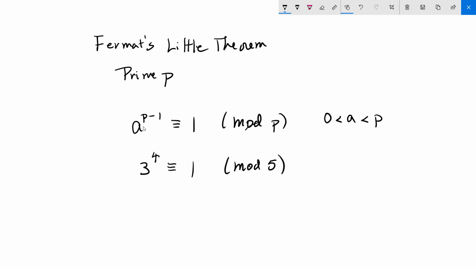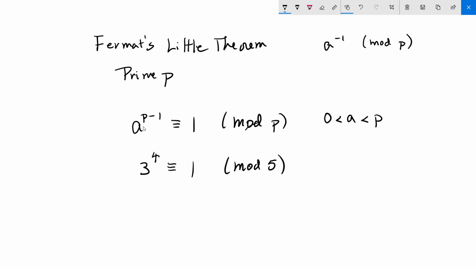Now, one thing Fermat's little theorem gives you is an easy way to find multiplicative inverses modulo a prime. Can you tell me how to do that? What if I'd like to find the inverse of A mod P? So what I'd like is A inverse mod P. You could compute A to the P minus 2.